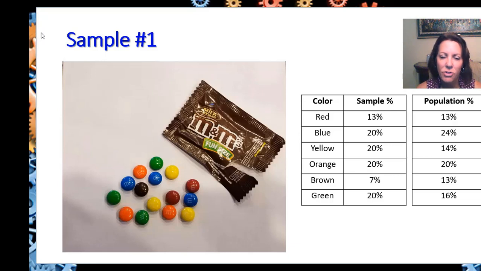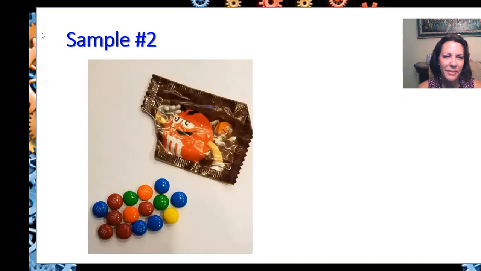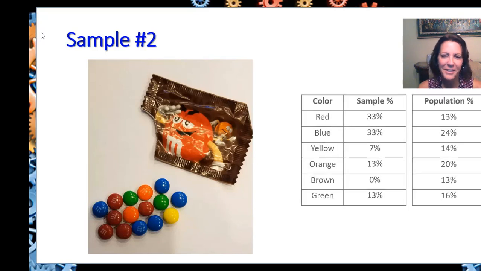Let's take a look at another sample, shall we? Okay, here's another sample. This is an actual sample that I opened up today. And if we look, this is really off. The red is 33% in this sample, but it's only 13% in the population. Pretty much across the board. Look at brown. There's not even a brown in there. So this sample is very strangely drawn. It's not very representative of the population, but yet again, it's a pretty small sample.